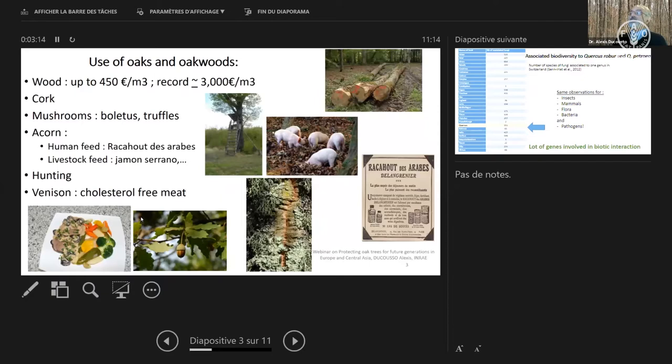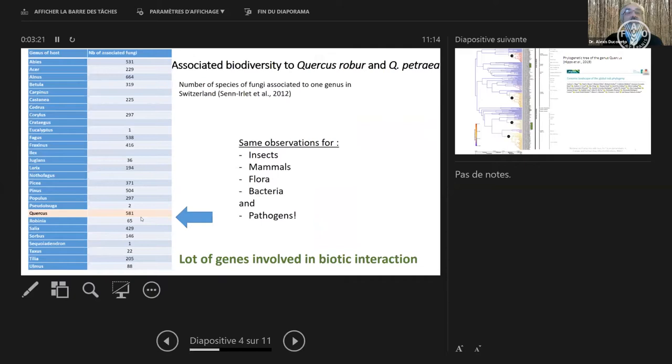Another major feature of oak is the associated biodiversity. There is a very, very high associated biodiversity with different oak species. On this table, we can see the number of associated fungi in Switzerland with different genera. The genus Quercus has the highest diversity with 581 associated species, followed by Abies, Fagus and Fraxinus. We have exactly the same observation for insects, mammals, flora, bacteria, and pathogens. It is very interesting for this issue.